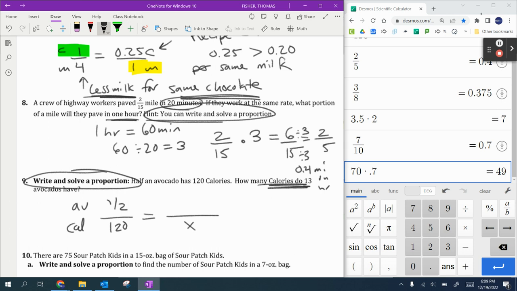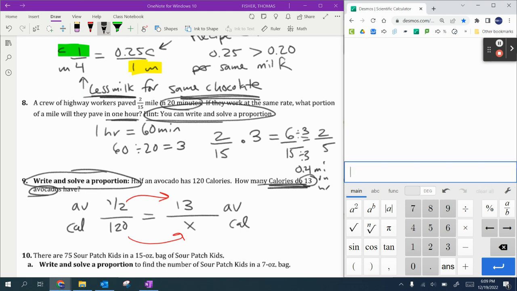So we don't know the number of calories. We have 13 avocados. So it says 13 is the avocado. So we have to go from a half to 13, and then use that same scale factor down here. So here's where it can be kind of tricky. You've got to do 13 divided by a half.